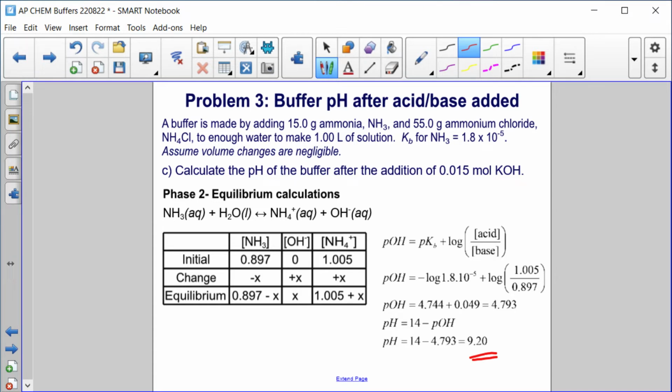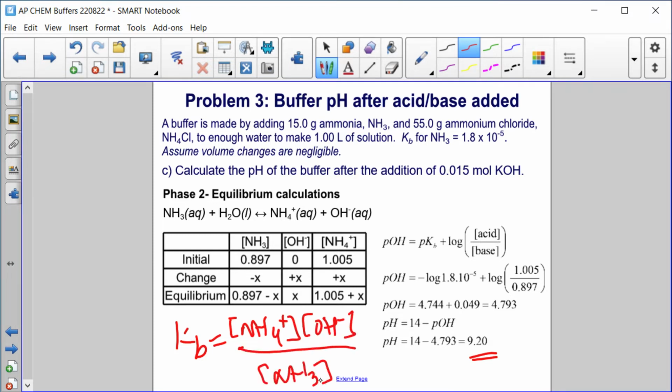Keep in mind, I did put the equilibrium ICE chart here just to remind you that you could use a Kb expression to perform this calculation as well, solving for x and then solving for the pOH and pH that way.